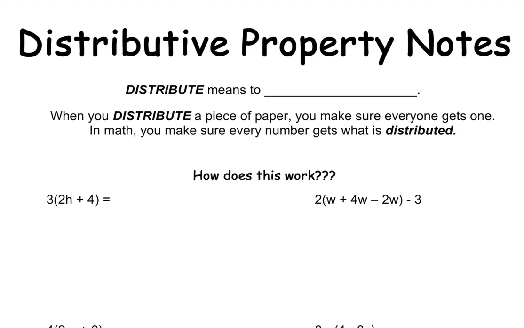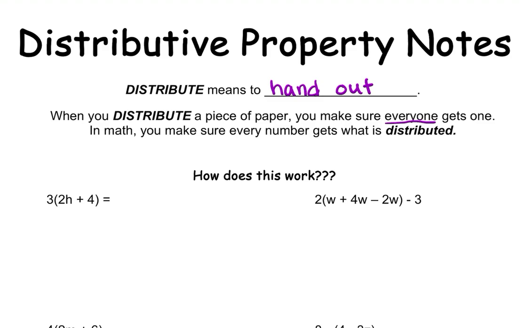Today we are going to be working on the distributive property. So hopefully we know that the word distribute means to hand out. And when we hand out something, we want to make sure that everyone gets one if it is distributed. So we're going to look at these two problems down here and discuss how this actually works. I'm going to do this problem in pictures, and then we will actually do the mathematical form below that.